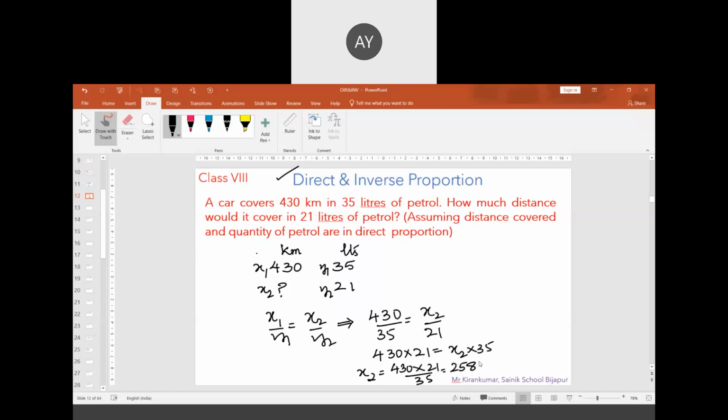Yes, sir, I have got this answer. 430 into 21 divided by 35. This 21 and 35 are divisible by 7, no? 7 threes are 21, 7 fives are 35. Again, you can divide this. So 258 is the answer, sir. Absolutely correct. So we can make use of the unitary method, or we can make use of proportion.